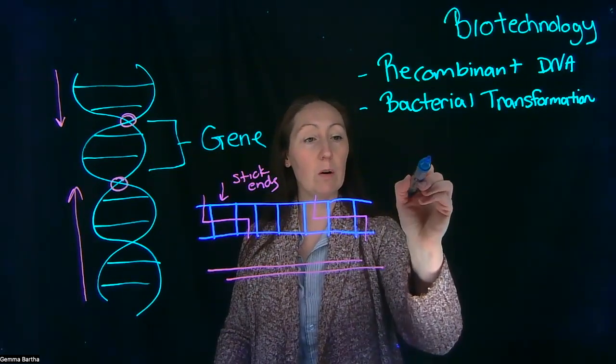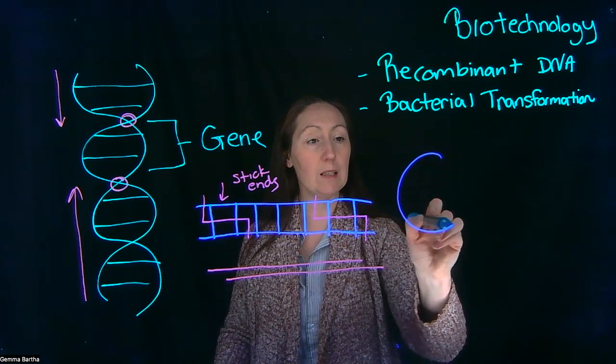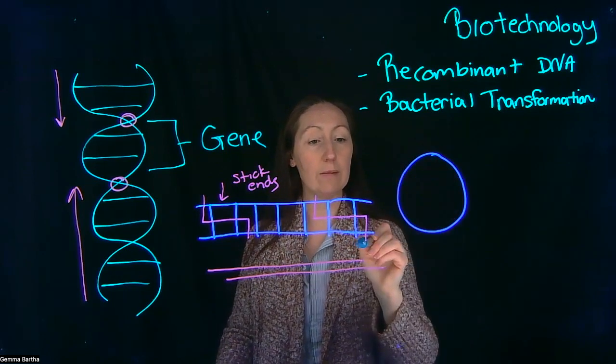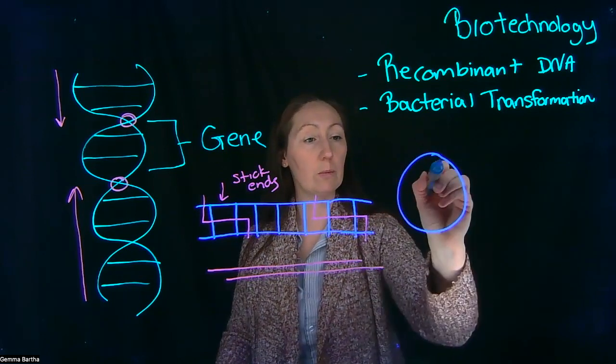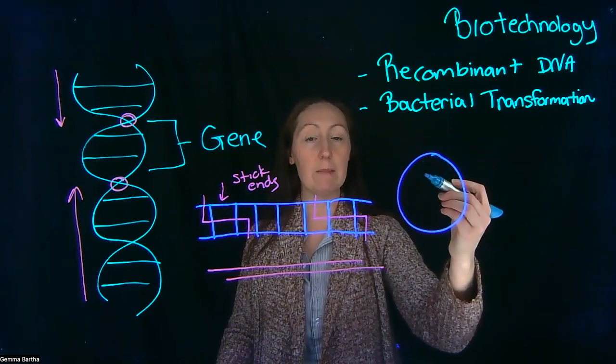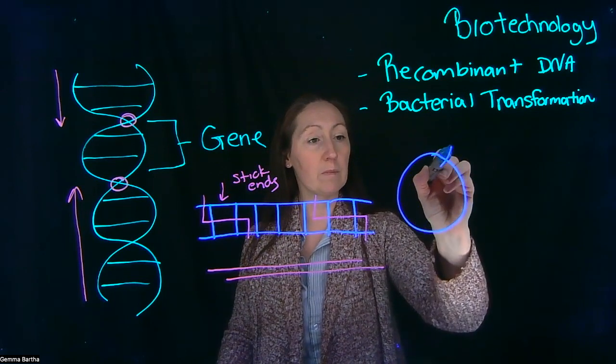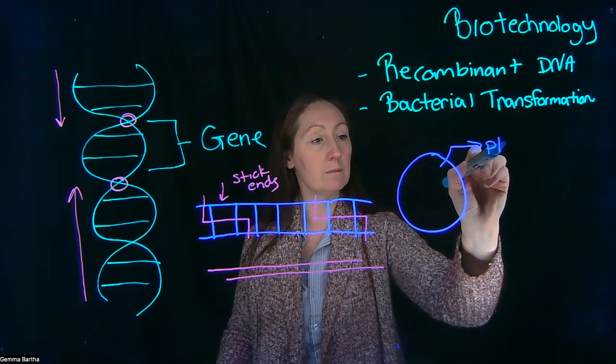So what that's going to be grown in is a plasmid. Here, so we have our plasmid, and a plasmid is just a circular piece of DNA. Most of the time it's found in bacteria. So here's our plasmid.